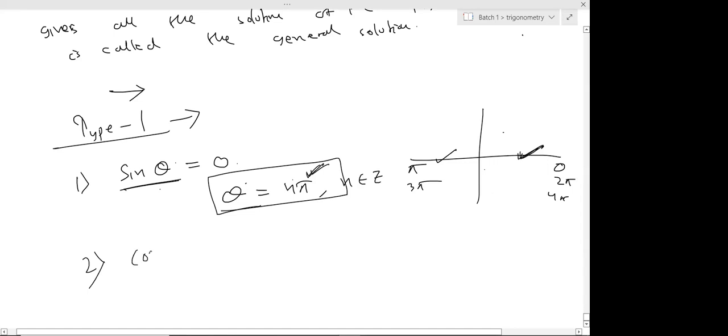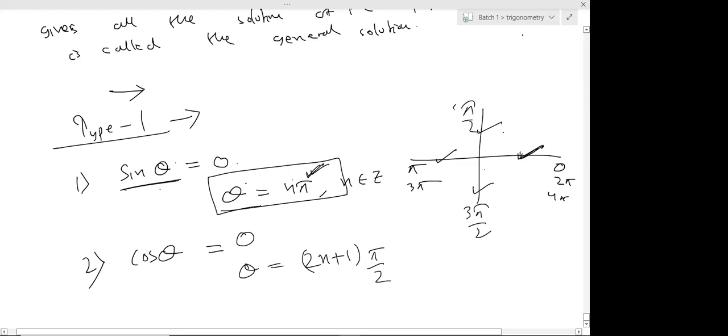Second one, cos theta is equal to 0. Then theta will be odd multiples of pi by 2, because cos becomes 0 here and here, and this is pi by 2, this is 3 pi by 2, 5 pi by 2, and so on. So cos becomes 0 at the odd multiples of pi by 2. So this will be the solution for cos theta is equal to 0. Note it down.